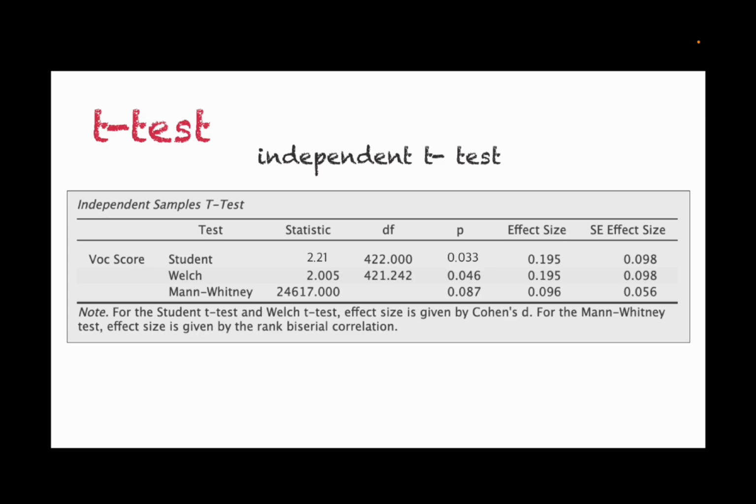Now to the actual result. Let's say JASP shows t(38) = 2.21, p = 0.033. Since the p-value is below 0.05, the difference in mean scores is statistically significant. That means the group that received explicit instruction performed significantly better than the group that received implicit instruction.